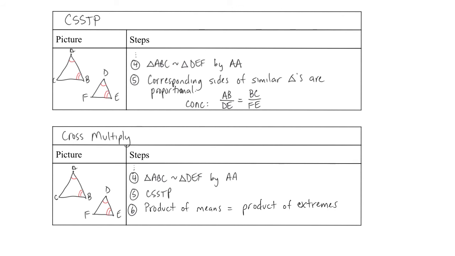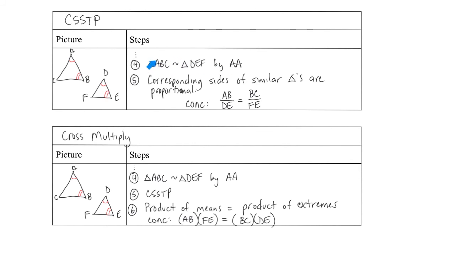Product of the means equals product of the extremes. And so the conclusion would look something like this: AB times FE equals BC times DE. So the easiest similar triangle proofs just ask you to prove that the two triangles are similar. So you would stop here. That would be the last step in the proof.